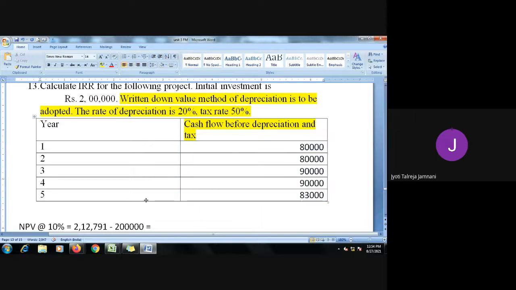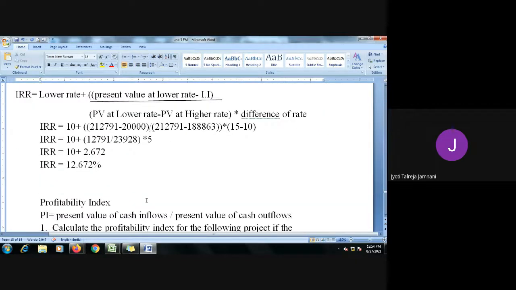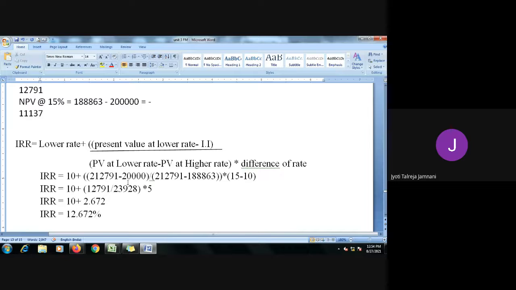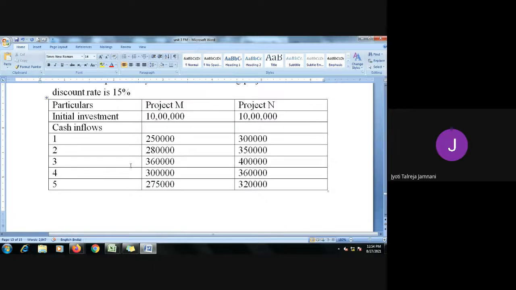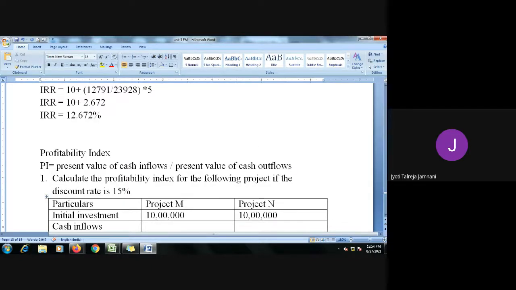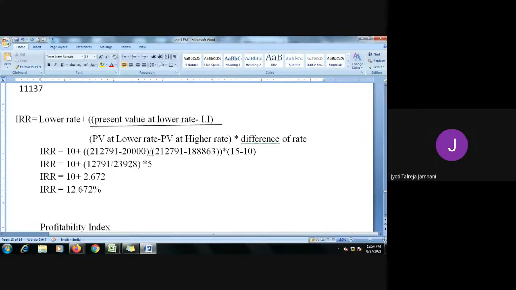Now let's wind up with IRR for today's class. If you have any doubts, you can ask me, or else we'll wind up with IRR for today and begin in my next class the next method, that is profitability index. For the exams, you have NPV, you have IRR, and you have profitability index as well. So all three methods will be there for your exam. From my side, the portion is this.